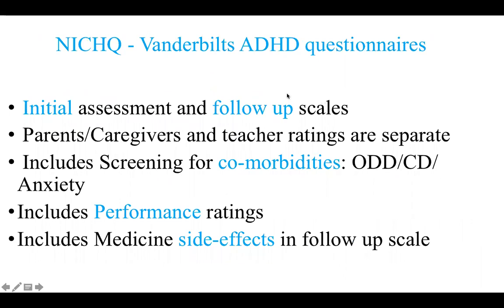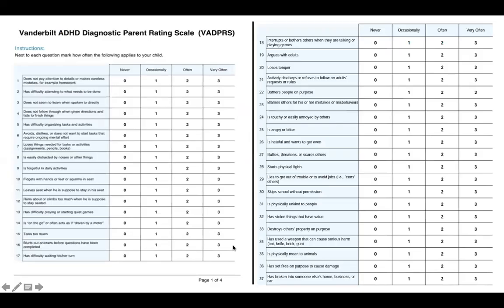So the Vanderbilt questionnaire has an assessment and a follow-up questionnaire. It checks for comorbidities. It takes information from the teacher and the parents. It has a performance scale, and the follow-up one also looks out for medicine side effects. So this is how the Vanderbilt diagnostic parent rating scale will be. And look at the instruction: for each question, how often it applies to your child, whether it is never, occasional, often, or very often. And the questionnaire for the teacher should be rated by a teacher who has known the child for a minimum of 3 to 6 months.